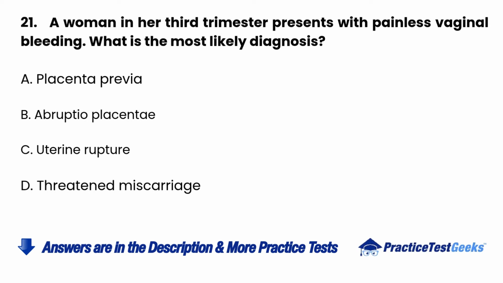21. A woman in her 3rd trimester presents with painless vaginal bleeding. What is the most likely diagnosis? A. Placenta previa. B. Abruptio placentae. C. Uterine rupture. D. Threatened miscarriage.